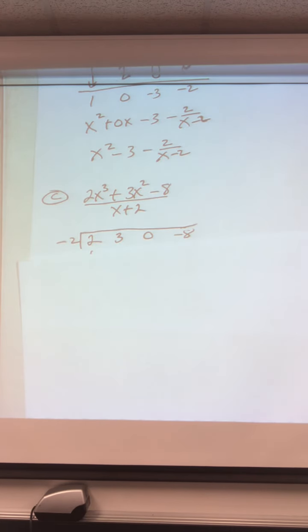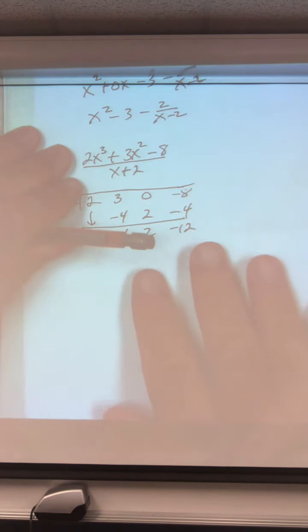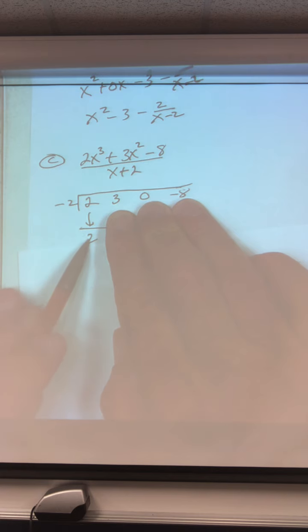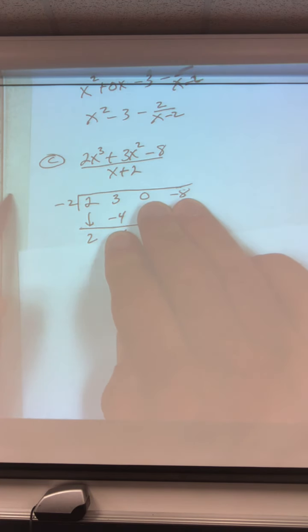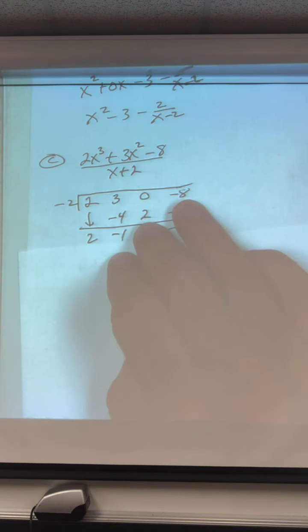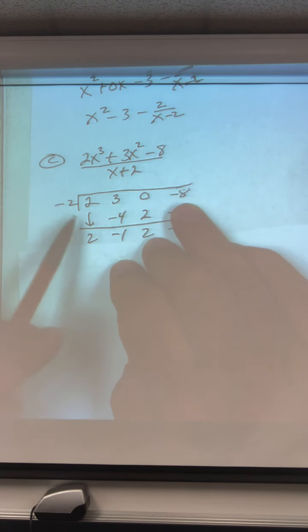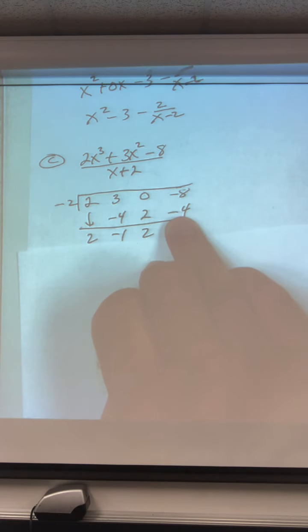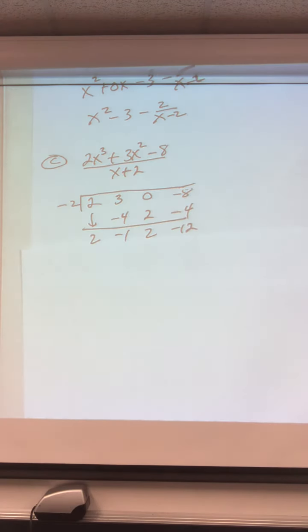Now I'll go through the process. So start out, bring this first number all the way down. Now cross multiply. Negative 2 times 2 is negative 4. And then 3 minus 4 is negative 1. Negative 2 times negative 1 is positive 2. 0 plus 2 is 2. And negative 2 times 2 is negative 4. And negative 8 minus 4 is negative 12.